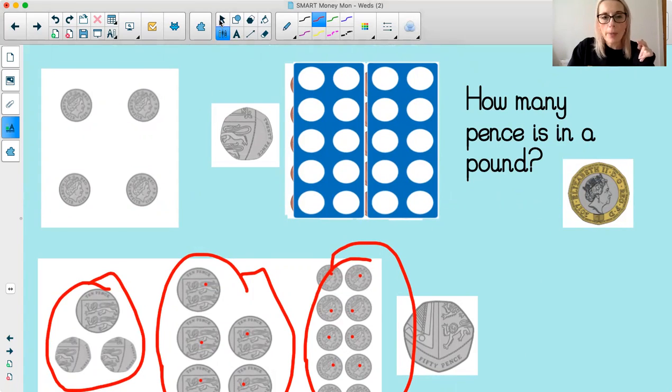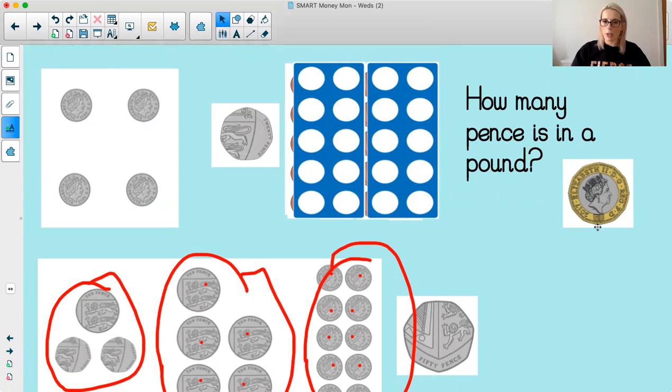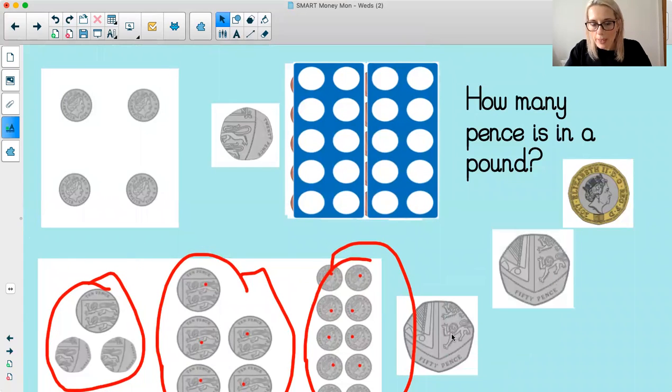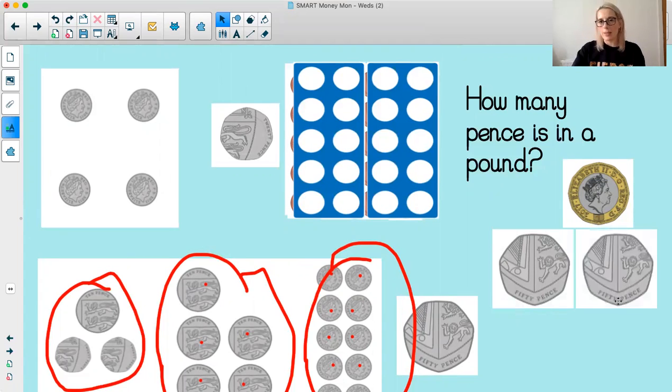But for now, I'm going to ask you a question. How many pence do you think could be in a pound? Right, I'm going to give you a quick clue. £1 is the same as two 50 pence pieces. Now you can pause the video and have a chat to your grown-up. Well, now, that's quite a big question, isn't it? So if £1 is the same as two 50 pence pieces, I wonder if anyone got the answer.